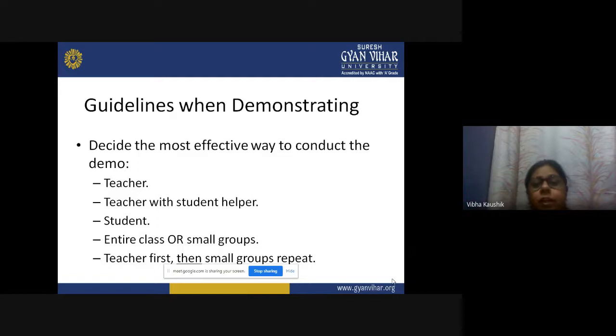Guidelines when demonstrating. Decide the most effective way to conduct the demo. It has to be decided what will be the best way to conduct a demo. First one is teacher, teacher with student helper, student, entire class or small groups. Teacher first, then small groups repeat.